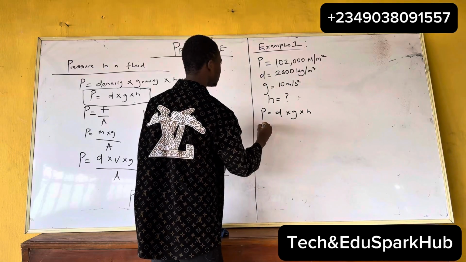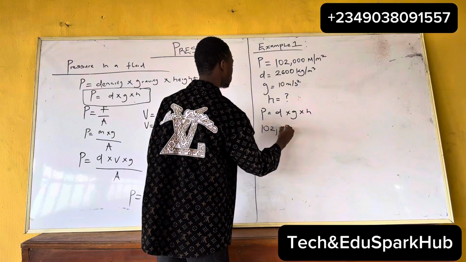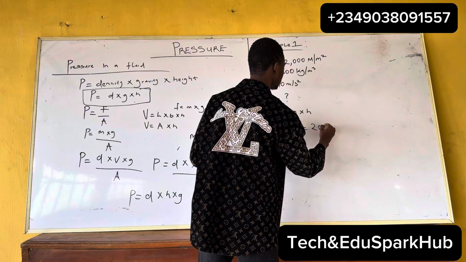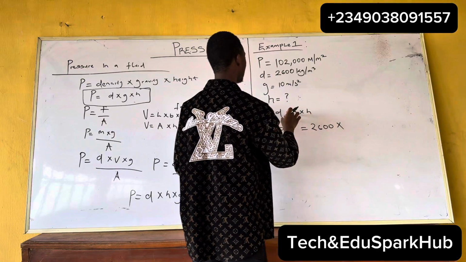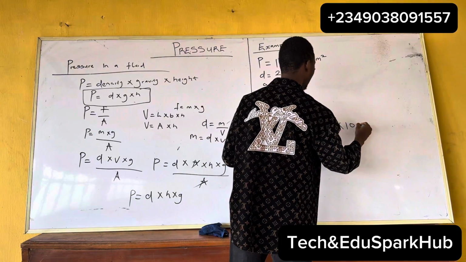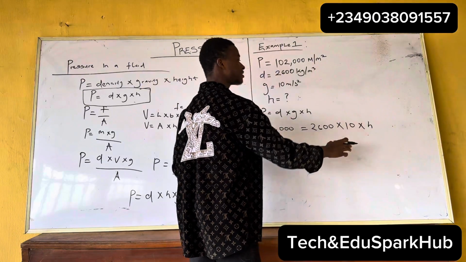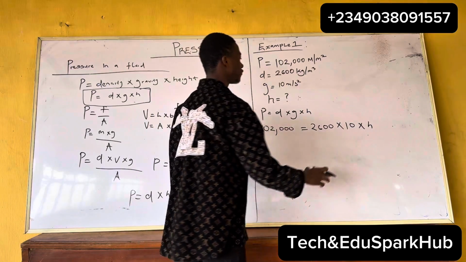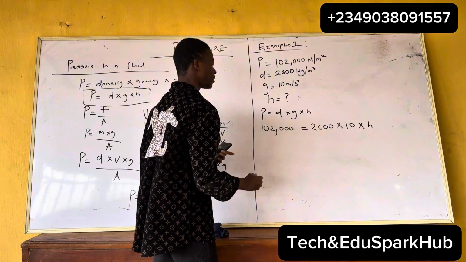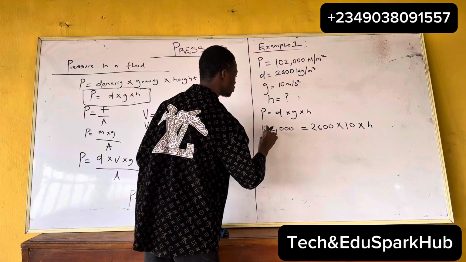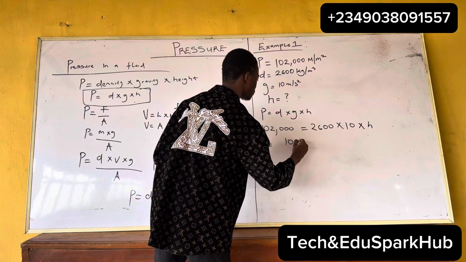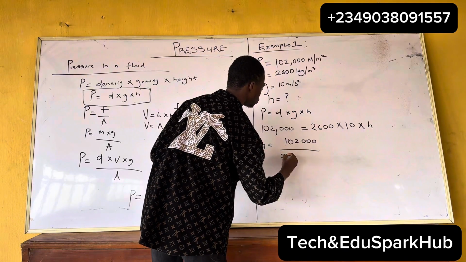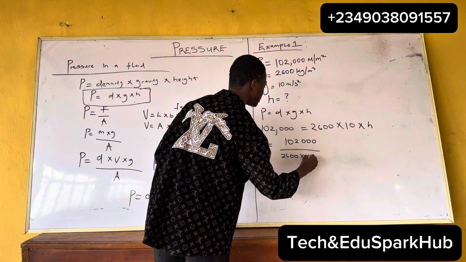So our P in this case is 102,000 Newton per meter square, which is equal to our density, which is 2,600, multiplied by our gravity, which is 10, and multiplied by our height. And that is what we are looking for in this question. So now we can make the height the subject of the formula. The height is equal to 102,000 divided by everything that is here. So we have 2,600 multiplied by 10.